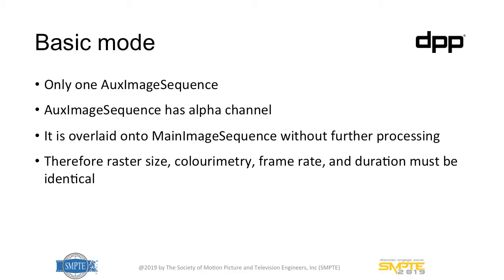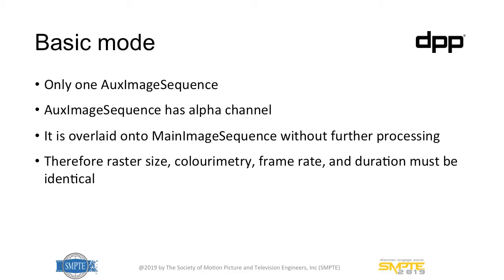Now, there are a number of options that we have as to exactly how we do this. And so what we've done is to break it up into a basic mode, which is really easy to implement today, and then an advanced mode, which provides more functionality, and that advanced mode is still being developed. But the basic mode is dead simple. There is one aux image sequence. So you can have a main image sequence, and you can have one overlay aux image sequence, but no more than one.